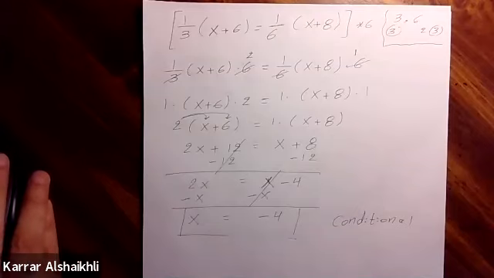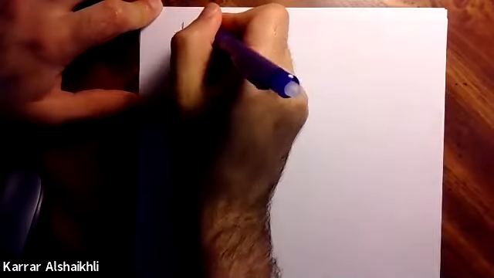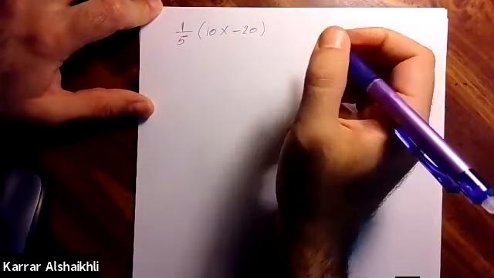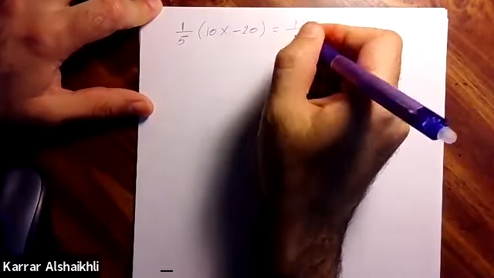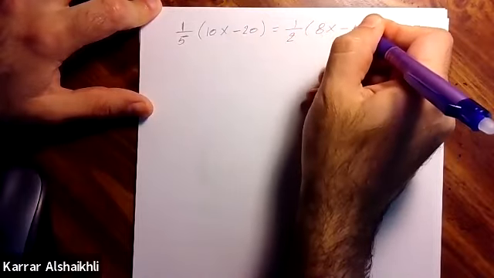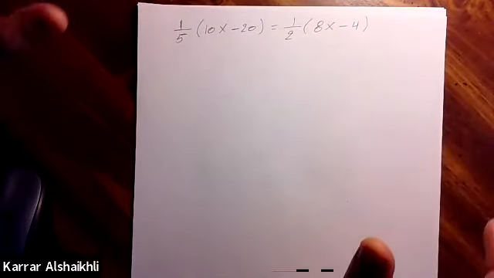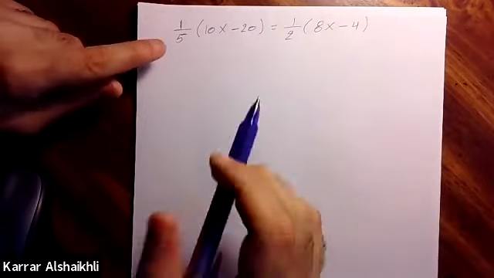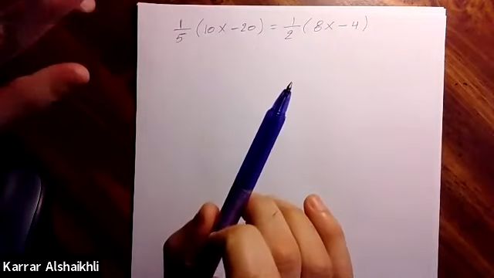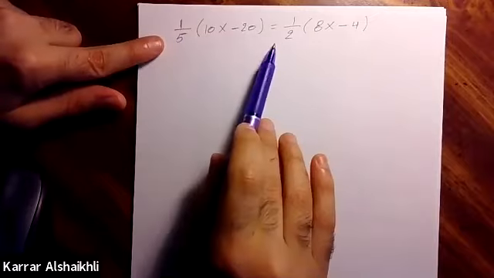Write down this one. I'm going to give you another example. 1 over 5 (10x minus 20) equals 1 over 2 (8x minus 4). We're going to do exactly the same thing here. Always, I'm going to check the denominators here and here. Again, if there's a common, I'm going to multiply by the greatest one. If there is no common, I'm just going to multiply the denominators.